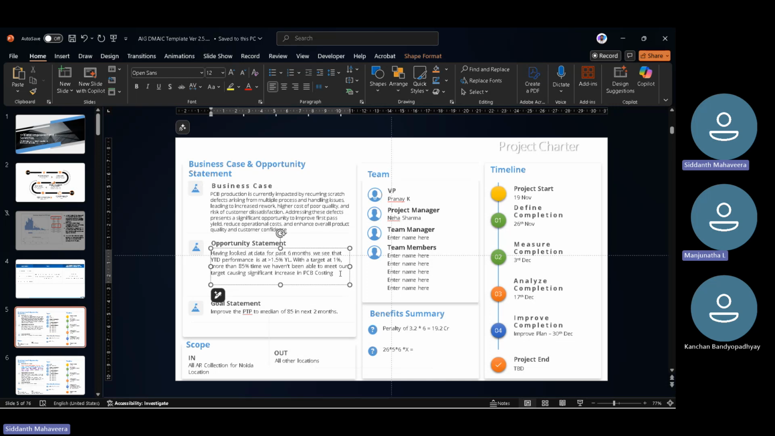So in this opportunity statement itself, the 0.5% loss is contributing 5 million per month to the plant. Monthly, or would it be quarterly? Instead of month, we can put it as quarterly. 5 million per quarter to the plant.